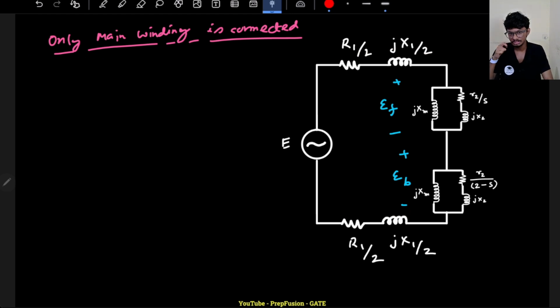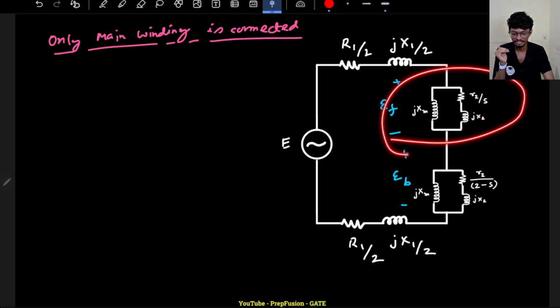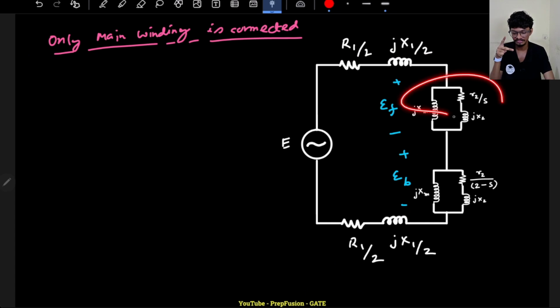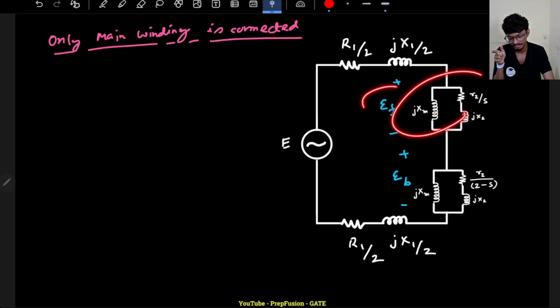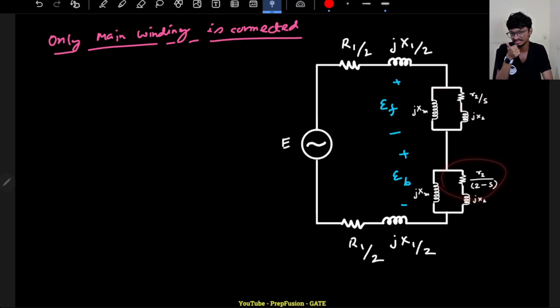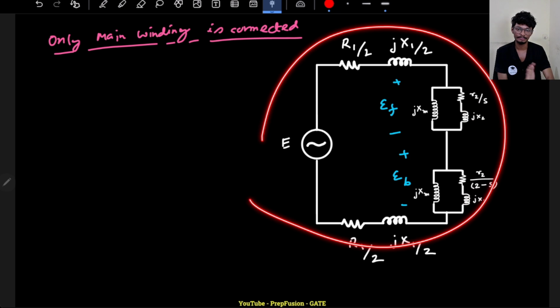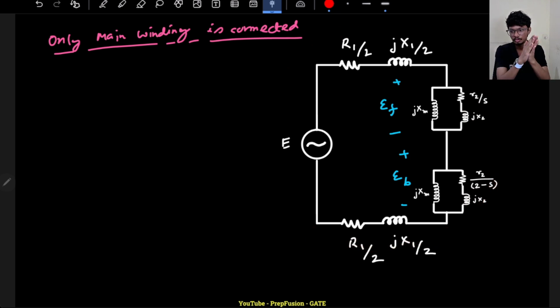Why? Because I have told you, according to the revolving field theory, a single phase induction motor is a combination of two fields, forward field and backward field. Due to the forward field there will be some induced EMF, due to the backward field there will be some induced EMF, and the forward field will see a different rotor resistance than the backward field, because the slip is different. jX2 also will be different. Now this is the equivalent circuit.